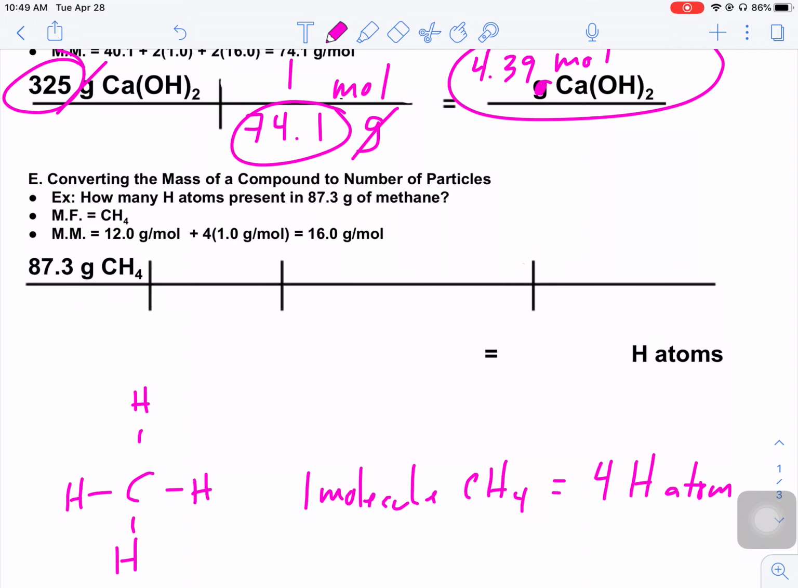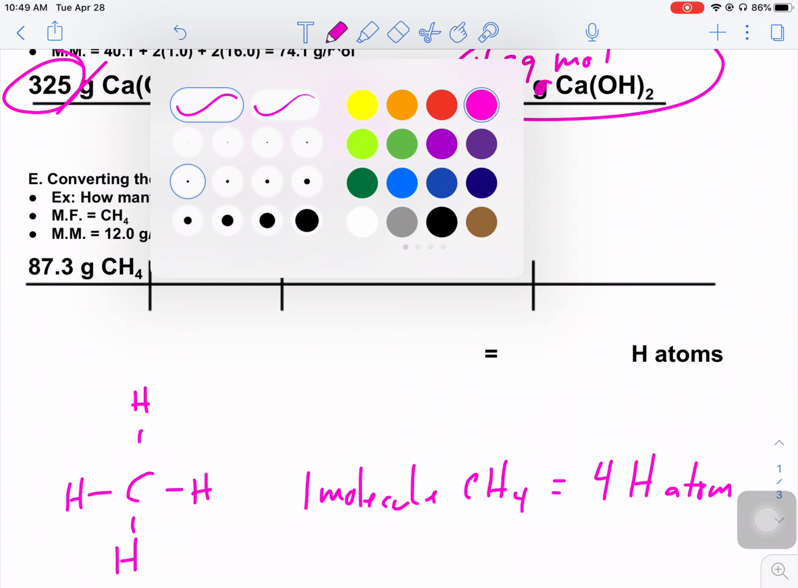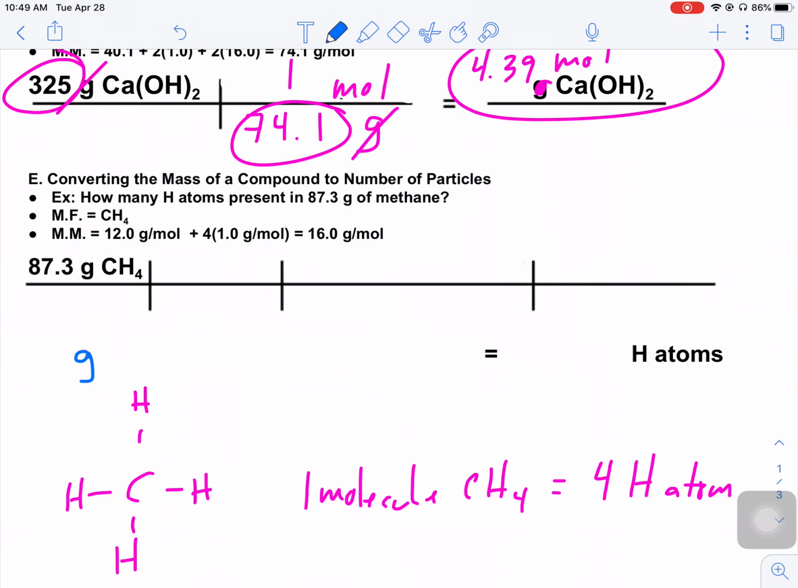So step 1, and guys, I'm going to outline this for you real quick. We are going to go from grams of methane to moles of methane. From moles of methane, we're going to go to molecules of methane, and then from molecules, we can go to hydrogen atoms. So grams to moles, we're going to use the molar mass. Moles to molecules, we're going to use Avogadro's number. And molecules to hydrogen atoms, we're going to use this conversion factor that we just constructed.